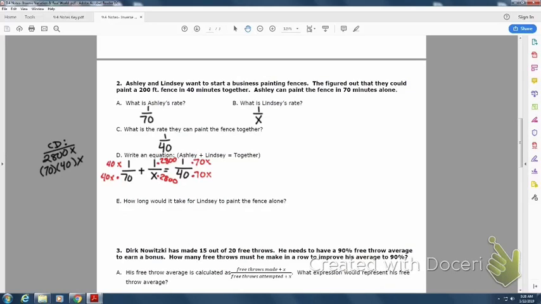And then now I can just go through and multiply all those out. So I've got 70x over 2800x plus 2800 over 2800x equals 70x over 2800x. And then now I can ignore my common denominator.